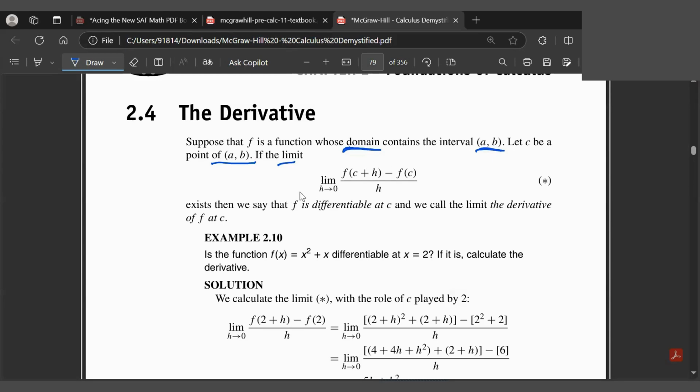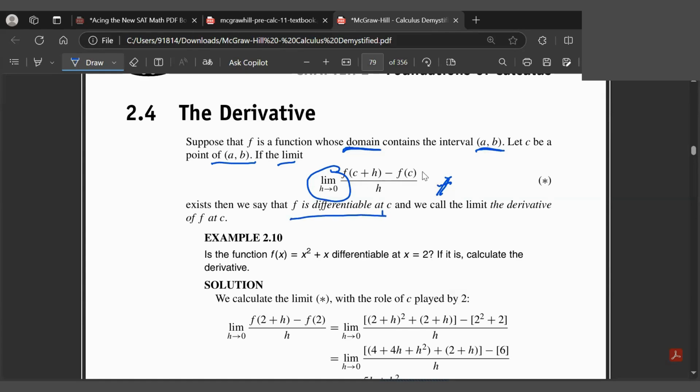So what is basically the derivative? It is the limit h tending to 0 of f of c plus h minus f of c upon h. It is a theoretical formula. You don't have to mug up anything. But this is the concept: why it is coming, from where it is coming. And if the limit exists, then only we can say that f is differentiable at c.